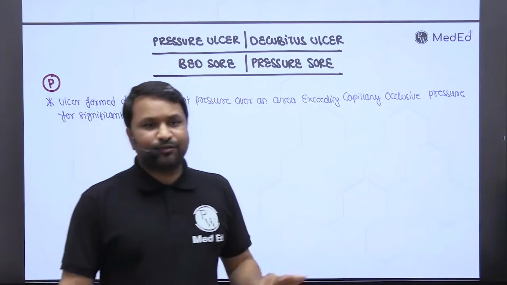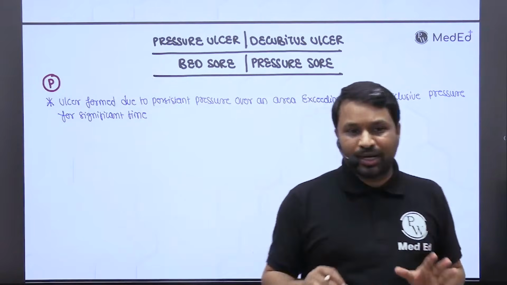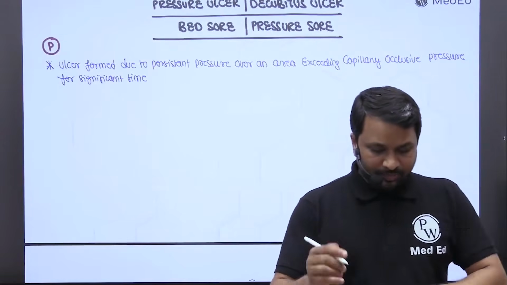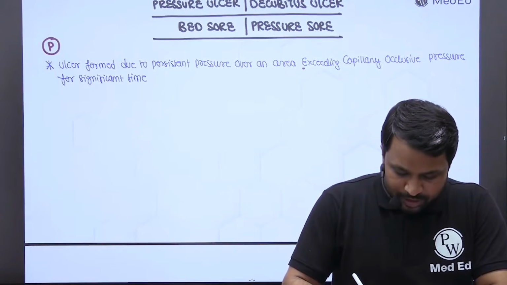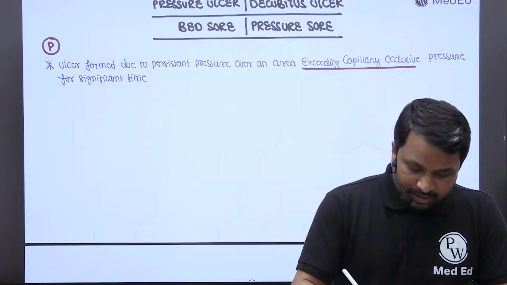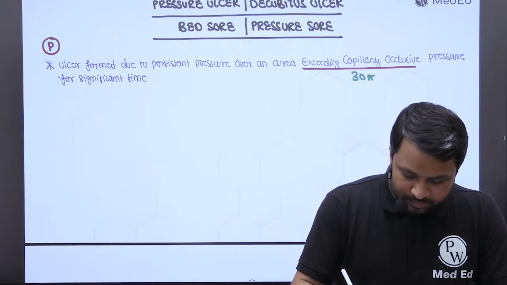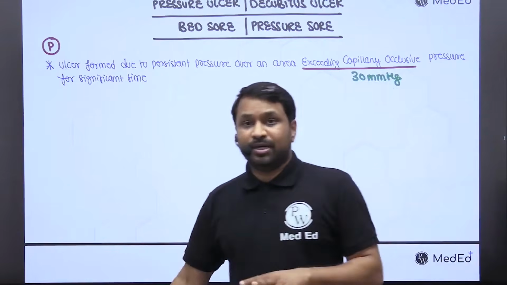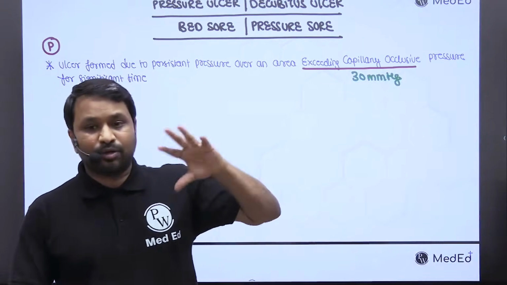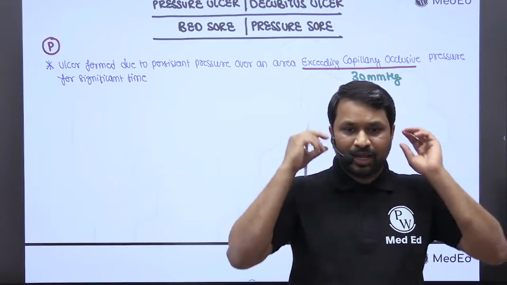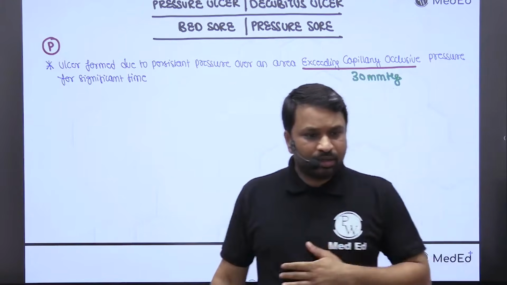It is the ulcer formed due to a persistent pressure over an area exceeding the capillary occlusive pressure for a significant period of time. Now, what is this capillary occlusive pressure? Remember, the capillary occlusive pressure is 30 millimeters of mercury. Now, if a pressure is more than 30 millimeters and it is for a longer duration of time, it will cause hypoxia as well as ischemia.